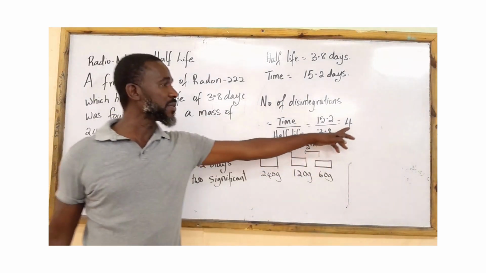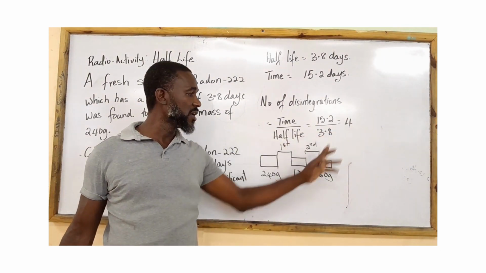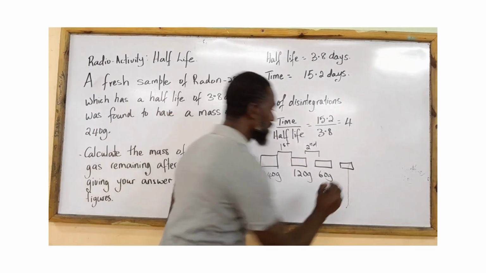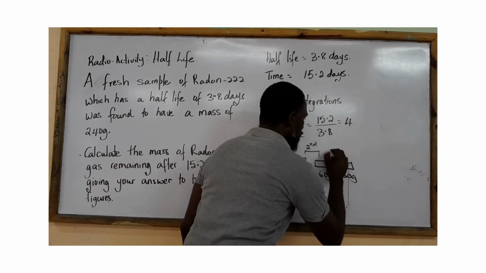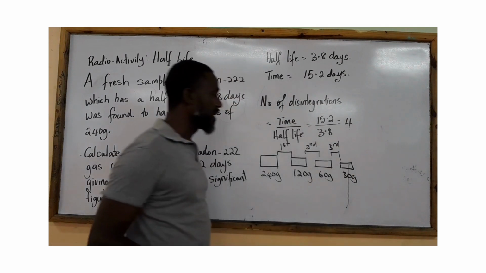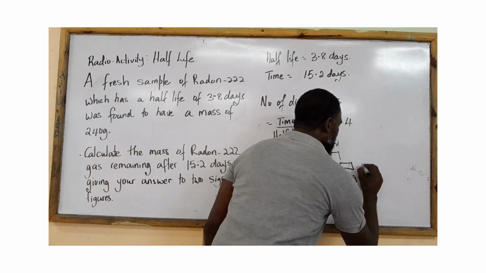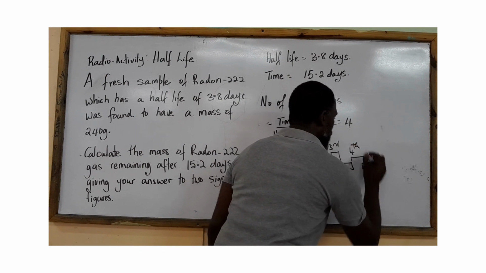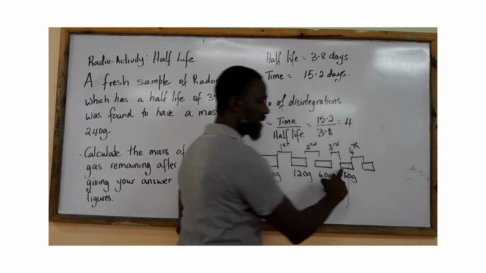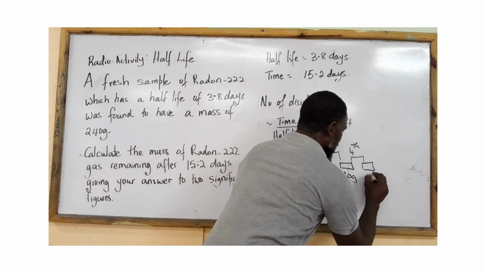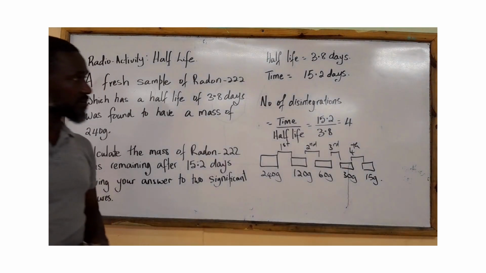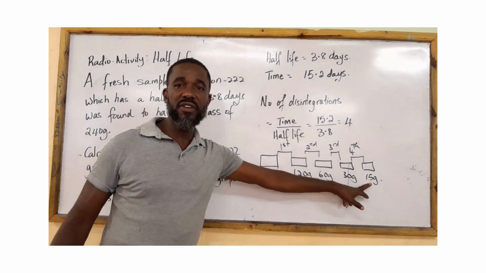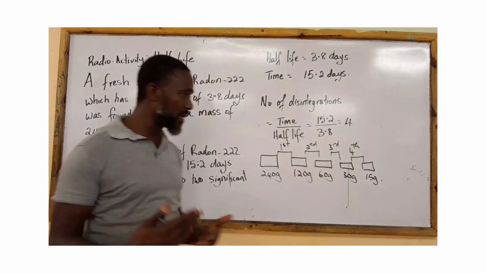How many disintegrations are we working with? We are working with 4 disintegrations. So let's go again. Half of 60 becomes 30 grams, and that's the third disintegration. And then the fourth and last disintegration is going to be half of 30 grams, which gives us 15 grams. So therefore, after 15.2 days, we are going to have 15 grams left. This is basically what that is telling us.